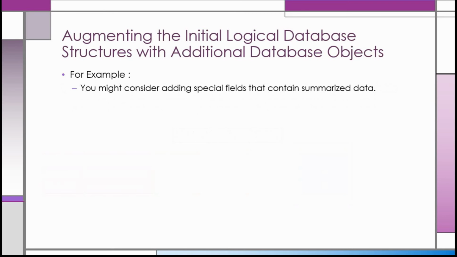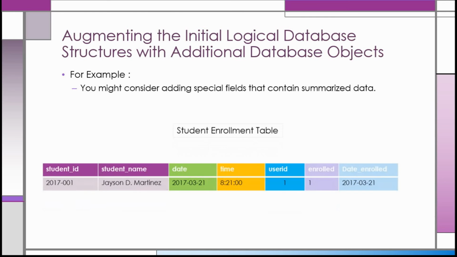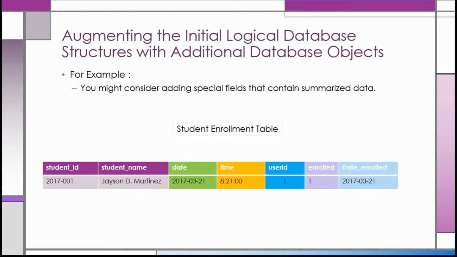Another example is you might consider adding special fields that contain summarized data. So the summarized data for this student enrollment table is represented by the date enrolled. The date enrolled can be used to summarize how many students are enrolled on the said date. Or we can use it in a query with a range of dates to know whether a lot of students or not a lot of students are enrolled during that range of dates.